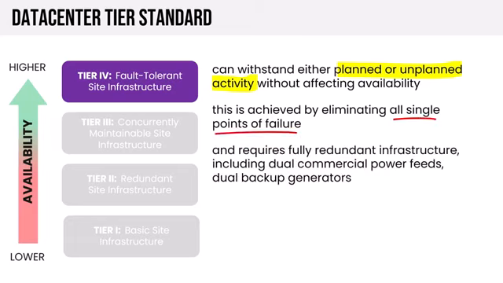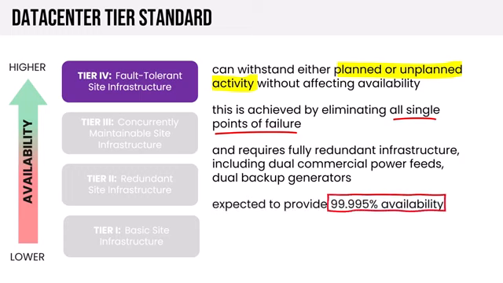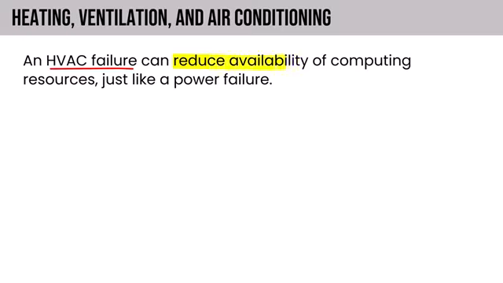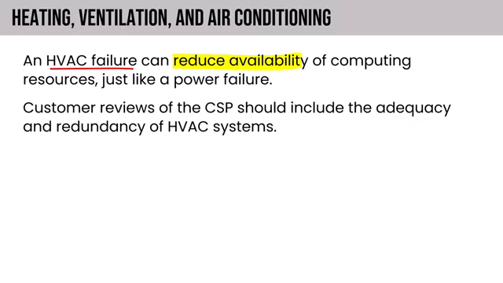And it requires fully redundant infrastructure, including dual commercial power feeds, dual backup generators, and is expected to provide 99.995% availability. Heating, ventilation, and air conditioning, or HVAC, is also a concern because an HVAC failure can reduce availability of computing resources just like a power failure. Customer reviews of a CSP should include review of the adequacy and redundancy of their HVAC systems.